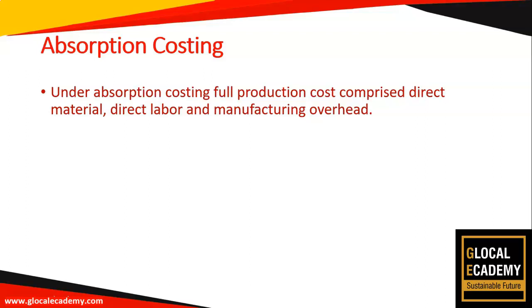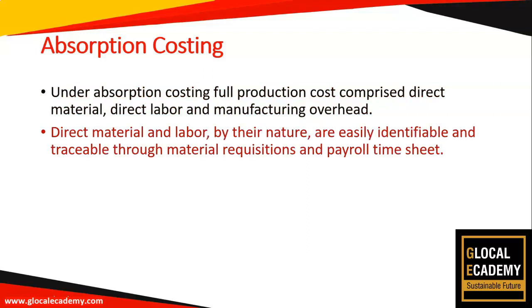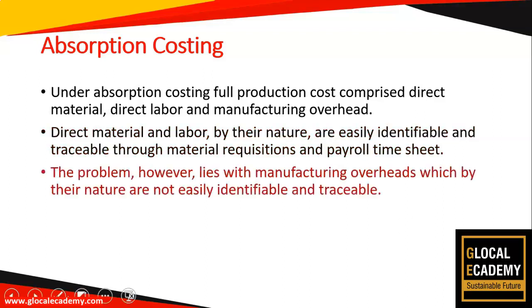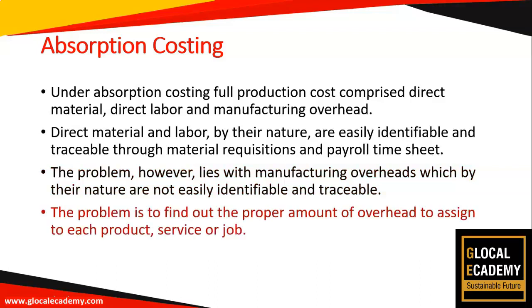From your basic knowledge and fundamentals of cost and management accounting, you should know that under absorption costing, full production costs comprise direct material, direct labor, and manufacturing overhead. You must understand that direct material and direct labor, by their nature, are easily identifiable and traceable through material requisitions and payroll timesheets. The problem, however, lies with manufacturing overhead, which by its nature is not easily identifiable and traceable, and that's the definition of manufacturing overheads.